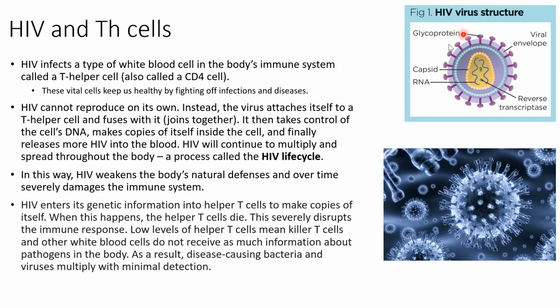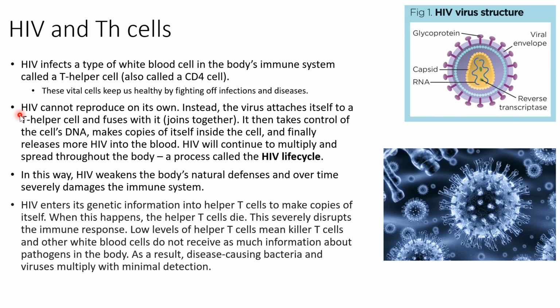So I've got a picture here of what that HIV virus looks like, and then a microscopic image. It's probably more of a closer image than just a microscope. So HIV infects the T helper cells, also known as CD4 cells. Why CD4 cells? Because they express CD4 on the surface. Keep in mind, T helper cells help fight infection and disease, right?